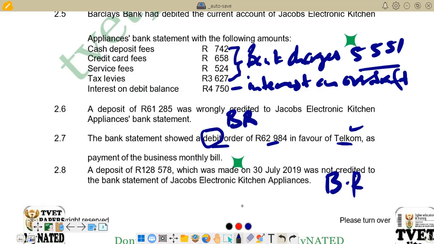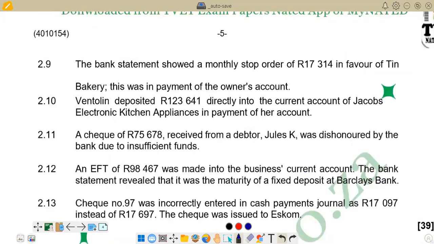Then we can now go to the next one and see what we have in terms of 2.9. On 2.9, the bank statement showed a monthly stop order of 17,340 in favor of Tim Bakery. This was in payment of the owner's account. So whenever we have a stop order, it means our bank statement is going to be debited, and it should also be credited in the cash book.